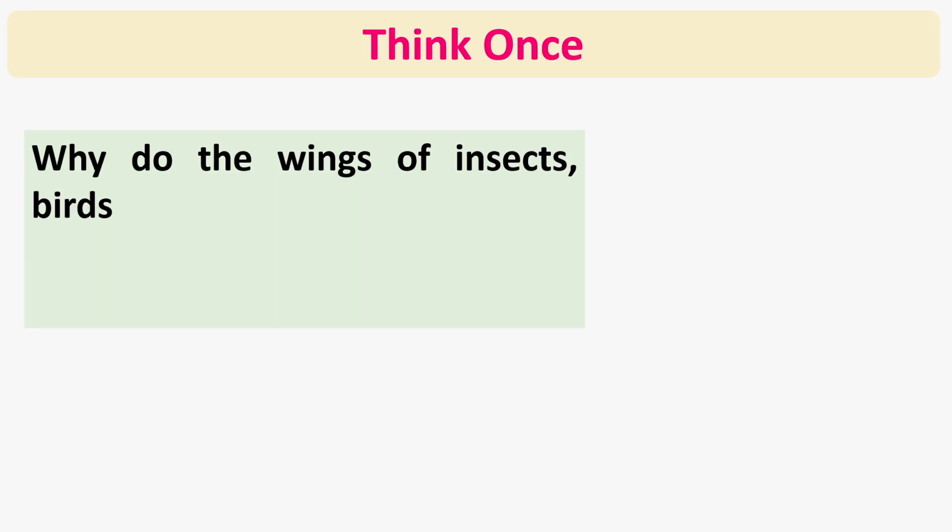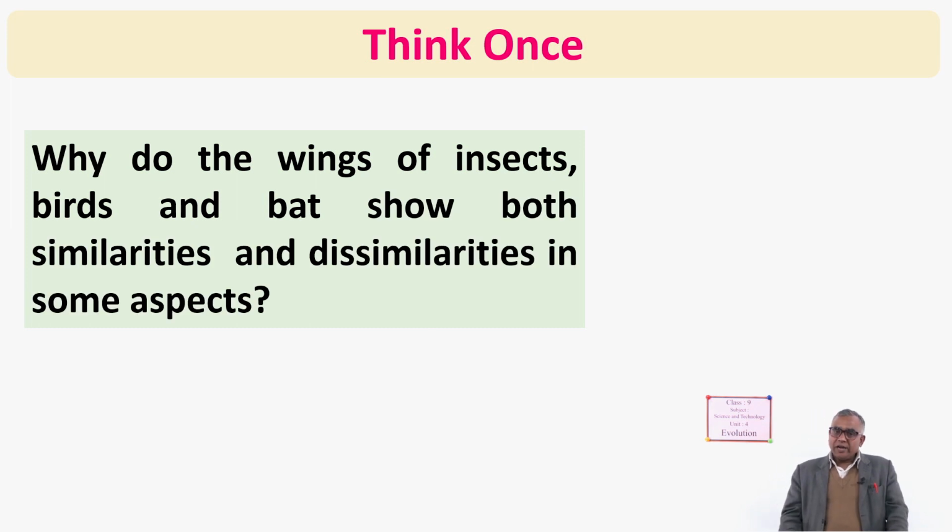Today we will discuss the next one, that is evidence from comparative anatomy and morphology. But before that, I am giving you a question to think about. Why do the wings of insects, birds, and bats show both similarities and dissimilarities in some aspects? They show similarity as well as dissimilarity. Why so? Have you got its answer? No? Doesn't matter. We will find it in the coming class.